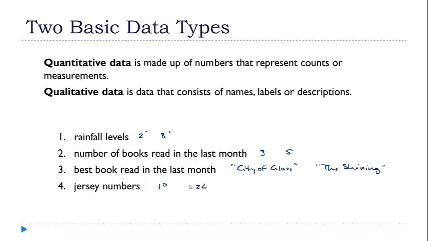Now, the ones that are non-numeric are always going to be qualitative. So the best book read is going to fall into that category. And for the numeric values, we have to think about whether or not the numbers represent counts or measurements. Now, the first two variables fall into that description. For example, the rainfall values are heights, and the number of books read are counts. Jersey numbers, on the other hand, don't represent either of those things. So, despite being numeric, these values are going to be qualitative.